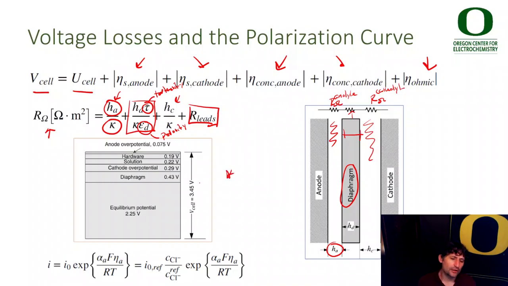Here's an example for a chloralkali cell running at about 3.45 volts, where the equilibrium potential is only 2.25 volts. And you can see all the different contributions to the actual cell voltage. Below here is again just the Butler-Volmer equation that is often used to describe the kinetics, in this case of the chlorine evolution reaction. So you have an exchange current density times the exponent of the transfer coefficient, the overpotential, and F and RT. We can rewrite i naught in terms of a reference i naught and make it specifically dependent on the concentration of Cl- in the electrolyte.